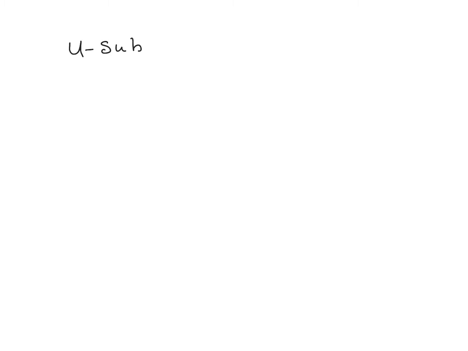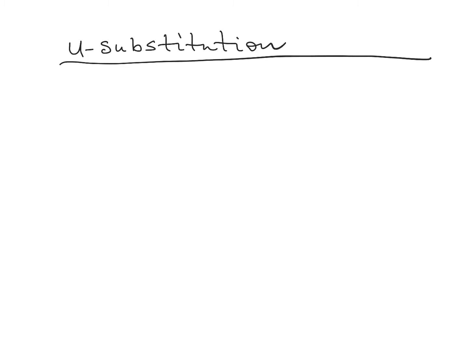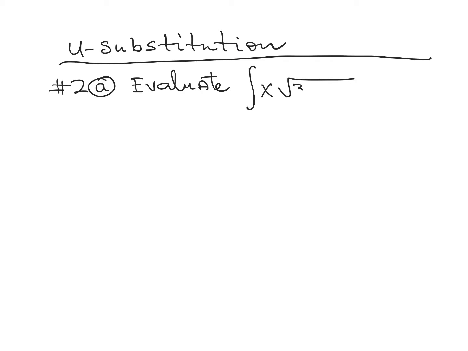In this video, we're going to look at a couple more examples of how to evaluate indefinite integrals and definite integrals using a technique called u-substitution. So the first example is to find the antiderivative of x times the square root of 3x squared plus 1 dx.